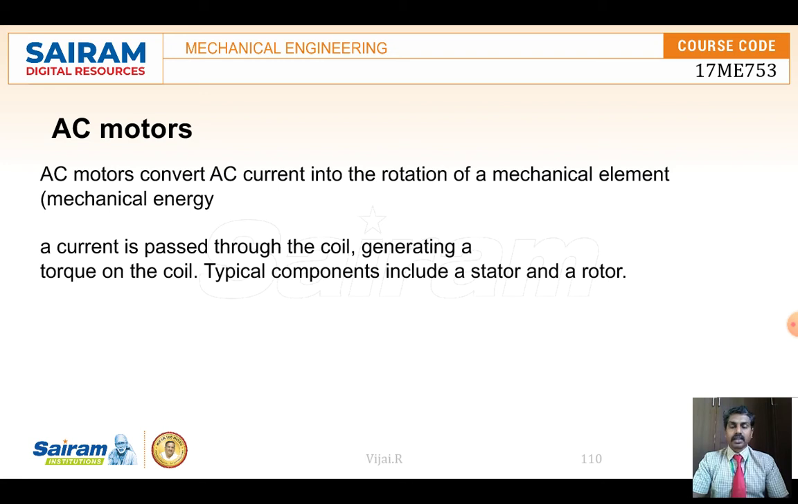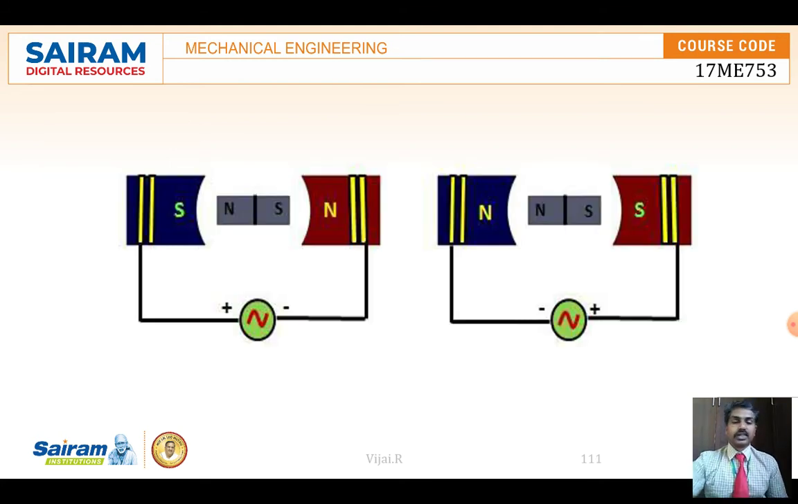How is it working? An AC motor converts AC current into rotational energy. Here the current is passed through the coil, which generates a torque on the coil. Just like in the DC motor, here also we have stators and rotors. We will discuss this clearly here. This is the function, the principle of how it is functioning.